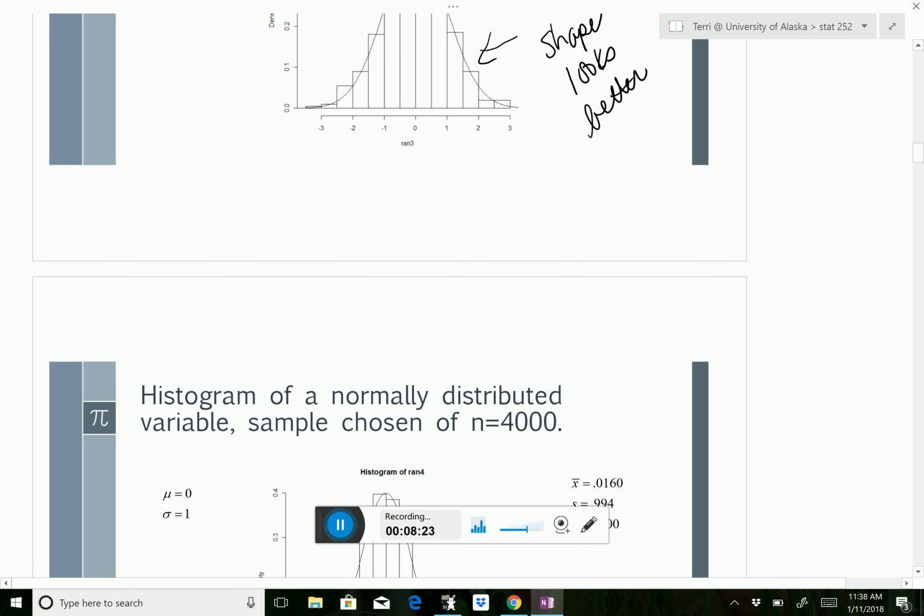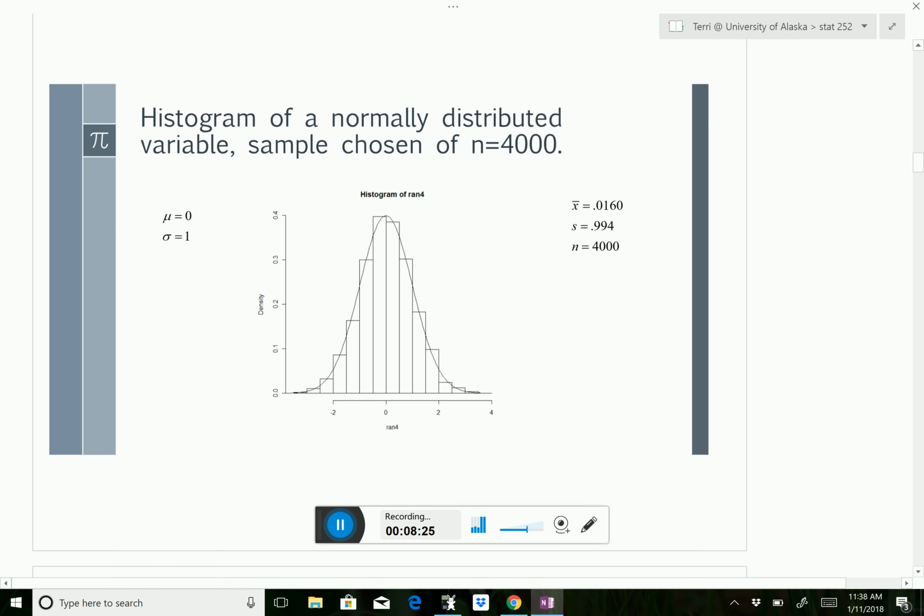So let's look at the next one. Here's 4,000. My shape definitely looks a lot better now. My x bar is 0.016, which is really, really close to 0. My s is 0.994, which is really close to 1. So the higher my n, the better samples I'm getting, and the closer the shape is to the perfect normal curve right here.